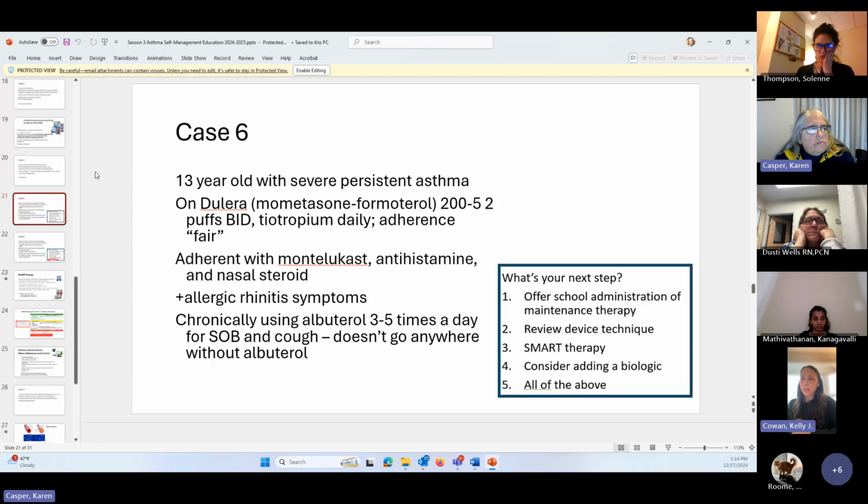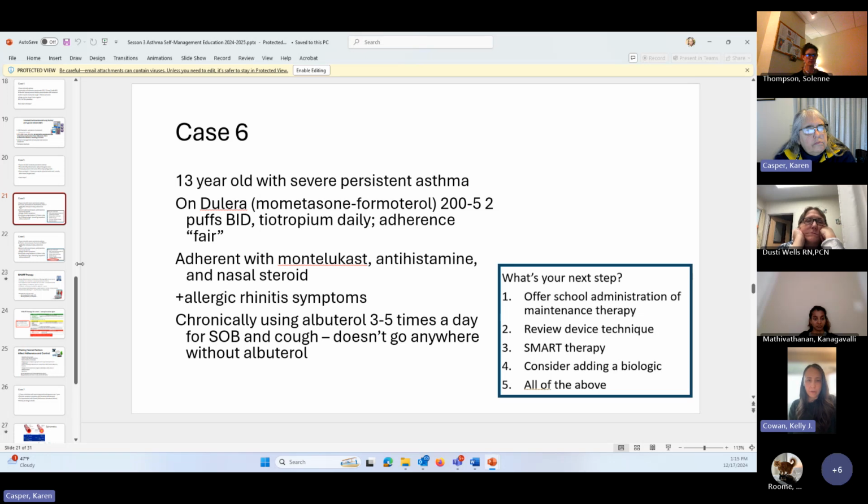So this one's a 13-year-old with severe persistent asthma. She's on Dulera, which is mometasone formoterol, at a high dose twice a day. She's on tiotropium, which is Spiriva, daily. Her adherence, I would say, is fair. She's adherent with montelukast, antihistamine, and nasal steroid, but she continues to be pretty miserable with allergic rhinitis symptoms. And she's chronically using albuterol 3 to 5 times a day for shortness of breath and cough.